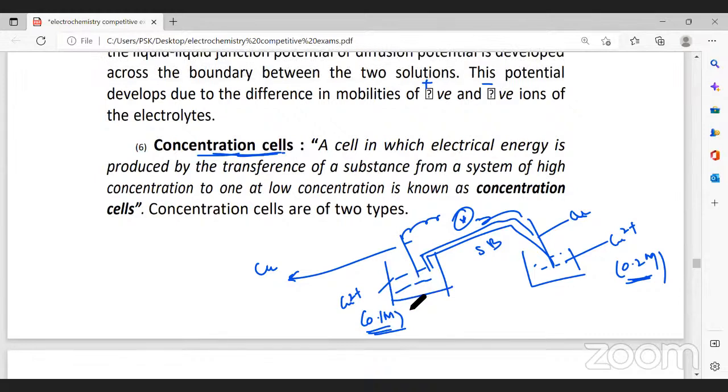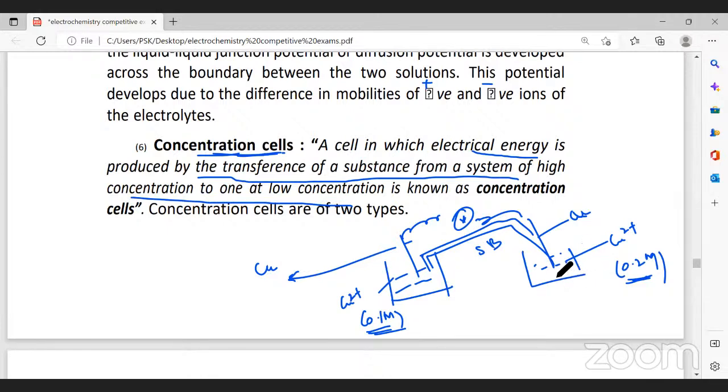Generally, the anode will be lower in concentration compared to the cathode. That is why it is a cell in which electric energy is produced by transference of substance from a region of high concentration to low concentration. So current flows from cathode to anode always.